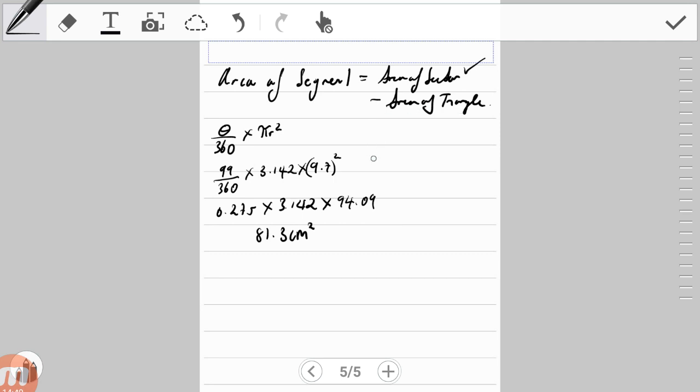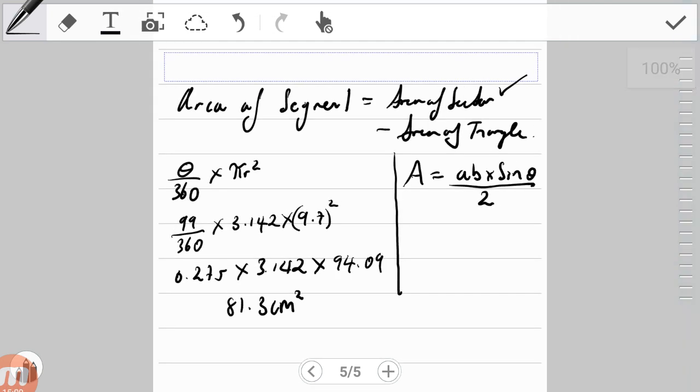Now the area of the triangle. This we could use Heron's formula because we have all three sides, but that's a little bit lengthy, so we could actually use the sine formula, which is side times side times the sine of the angle between, divided by 2. All right, we could use this formula. It's a lot easier instead of Heron's formula.